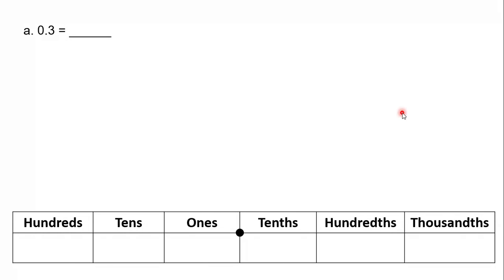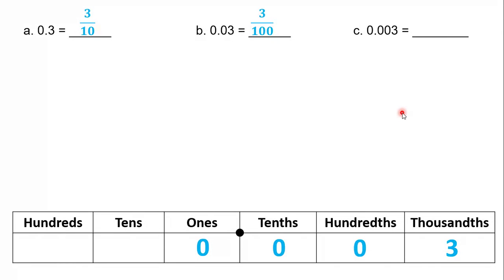Now we have 0 and 3/10. We're going to place this in our place value chart. Since the 3 is in the tenths place, we can rewrite this as 3 over 10. Now we have 0 and 3/100. We'll place this in the place value chart. Since the 3 is in the hundredths, we can rewrite this as 3 over 100. And here we have 0 and 3/1000. So we'll place this in the place value chart. Notice the 3 is in the thousandths place, so we can rewrite this as 3 over 1000.